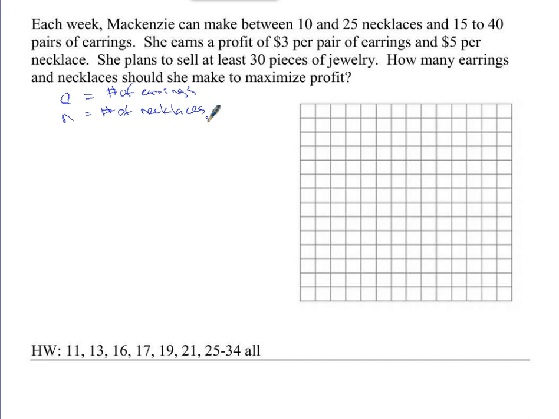Yeah, so we start writing our system of constraints. She plans to sell at least 30 pieces of jewelry. We could start there. She's going to sell a certain number of earrings and a certain number of necklaces, and she wants that to be at least 30 pieces of jewelry. That one makes sense. That takes out that situation. We have more.